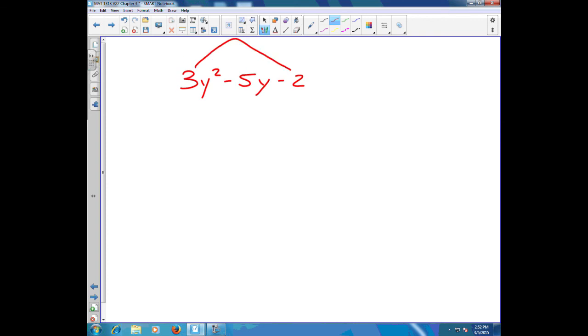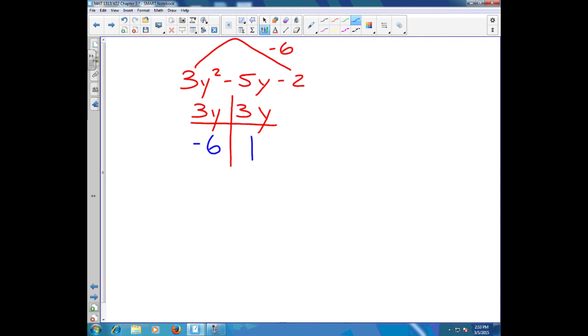Take the first number and the last number and multiply them together. 3 times negative 2 is negative 6. We want to make a box, and in that box, we're going to write the coefficient both times. Split the variable up, y and y. Now we need 2 numbers that add to give you negative 5 and multiply to give you negative 6. In this case, that would be negative 6 and positive 1.